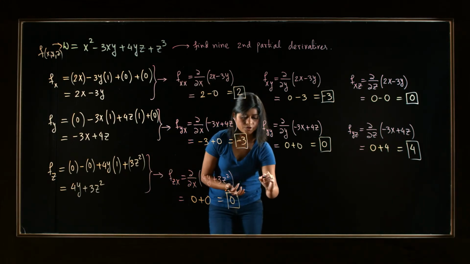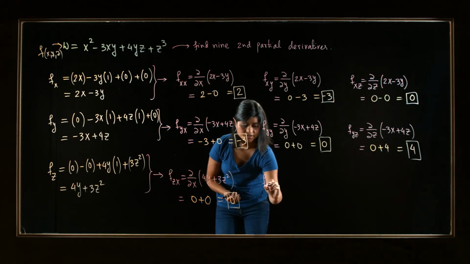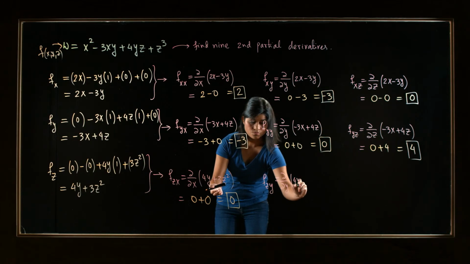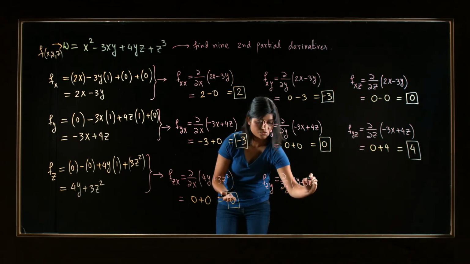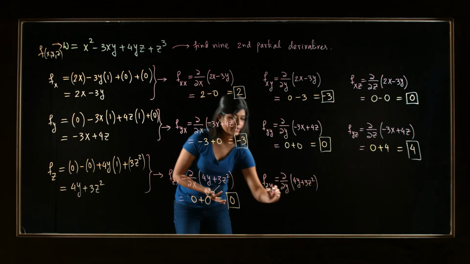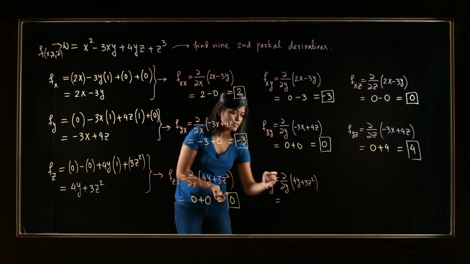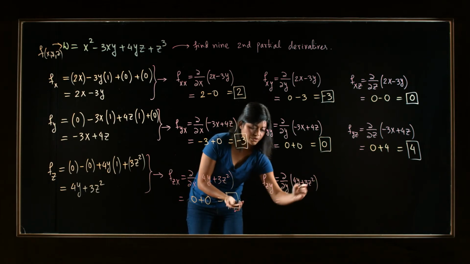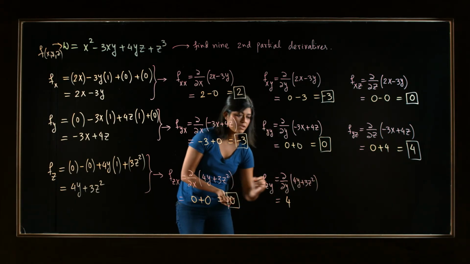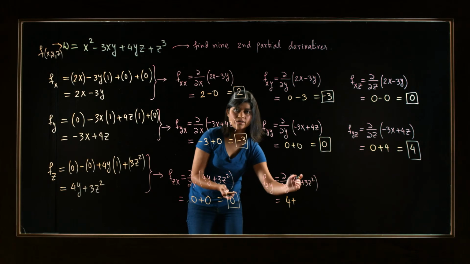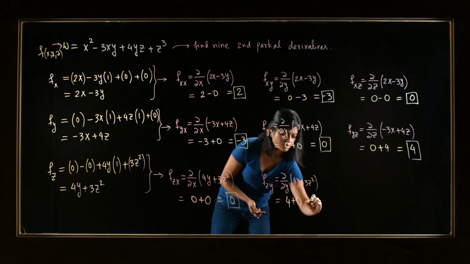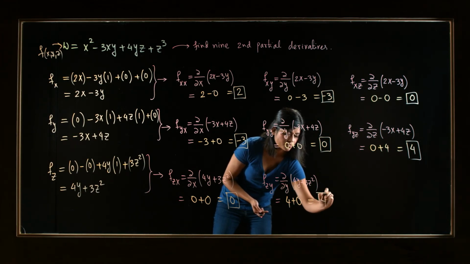All right, moving on. fzy now. So you have to take the partial with respect to y of 4y plus 3z square. Since this is the partial with respect to y, the first term is 4y, derivative is 4. Second term is 3z square, the entire thing is a constant, so the derivative is 0. So this derivative is 4.